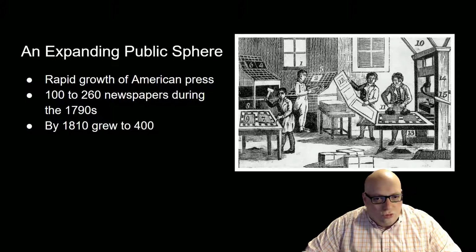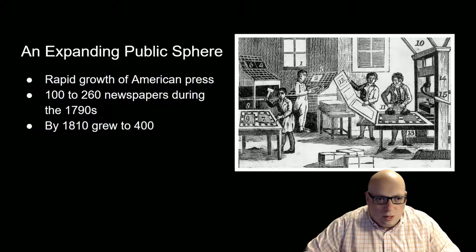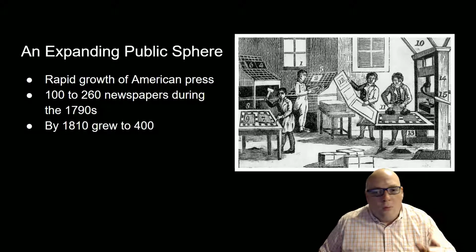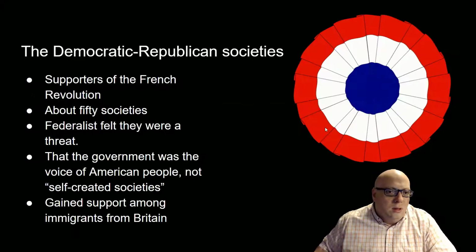One of the things that's contributing to these growing discussions is you have newspapers really developing in the 1790s. During the 1790s, you have 100 to 260 newspapers, and by 1810, you actually have 400. So you have a lot of different people publishing at this time, and lots of different opinions circulating, and people engaging in this and thinking about it and talking about these things. People from all levels of society doing this.